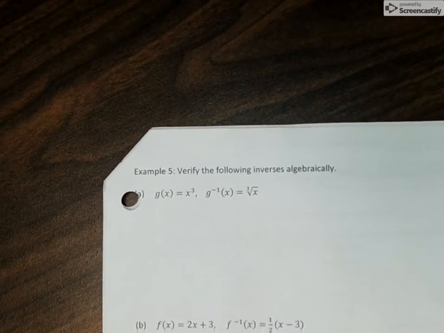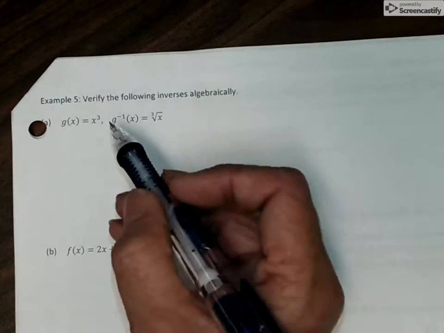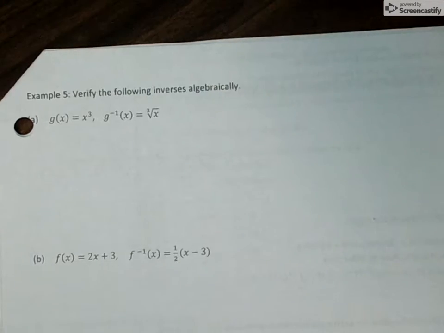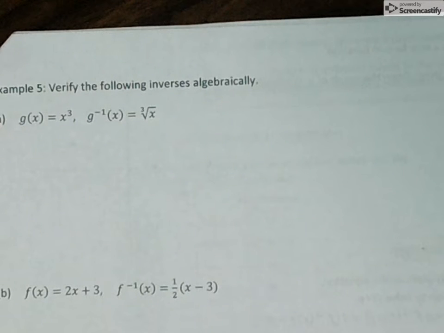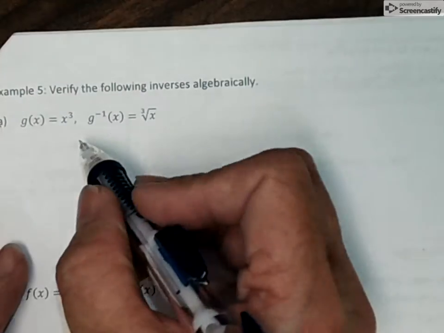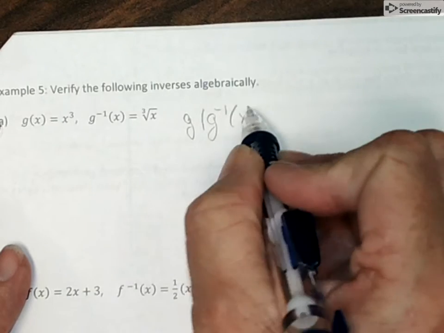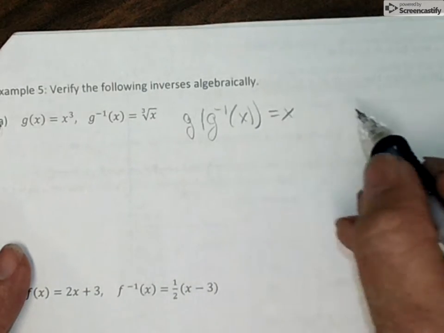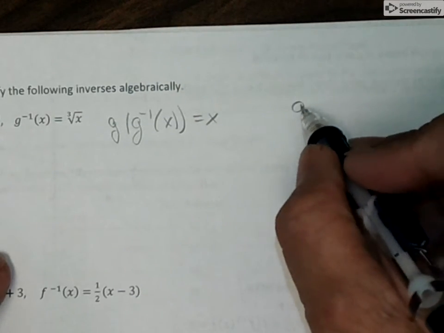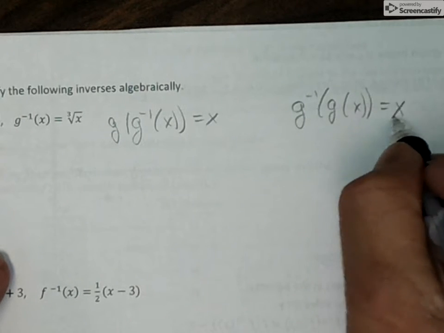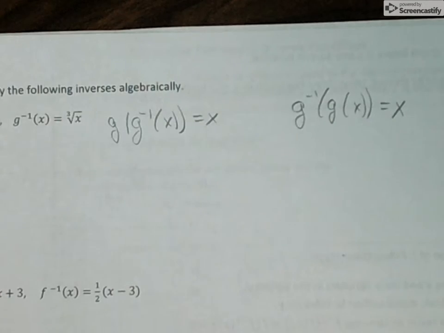Okay, so what we want to do now is we've given you a function g of x, and I've given you g inverse of x. Let's blow this up a little bit. And we want to verify that these really are inverses. The way we verify this, or prove this, is I need to show that g of g inverse of x equals x, and I need to show that g inverse of g of x equals x. So I've got to do both of these things.